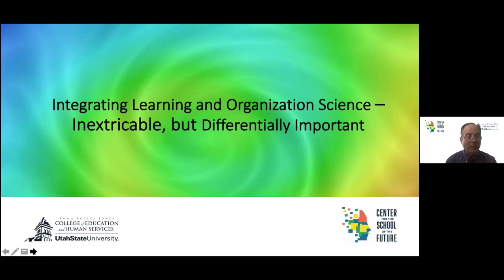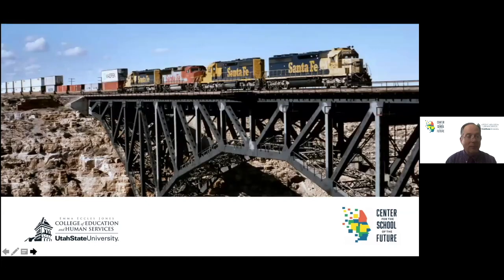Next slide. So though they're inextricable, it's really important for us to recognize that they are differentially important. So though they're inextricable, they are different in importance. And so let me explain that further.